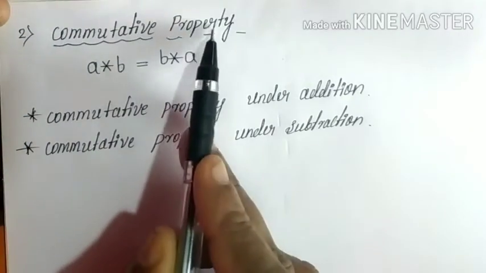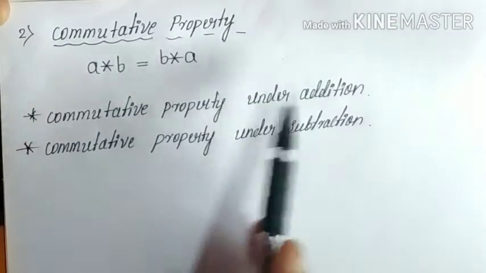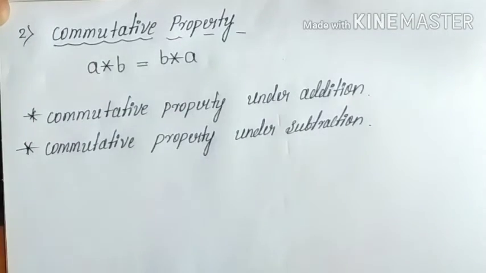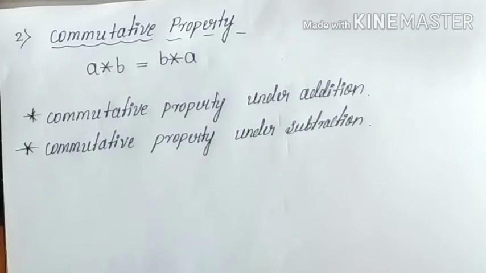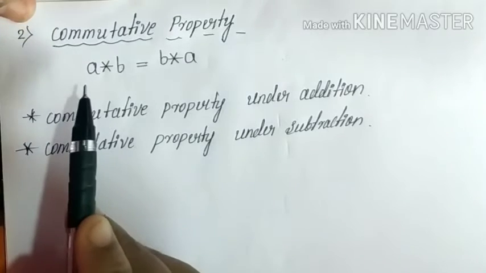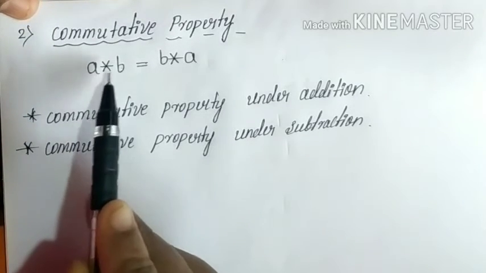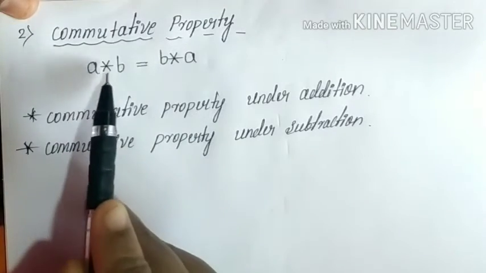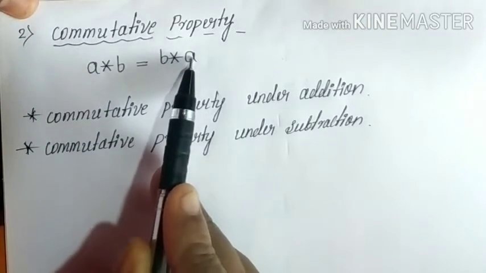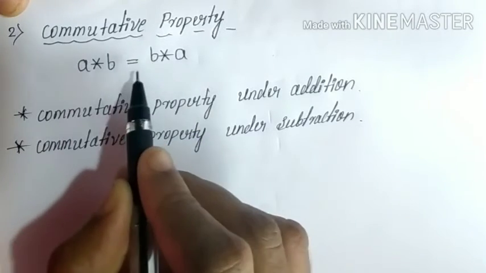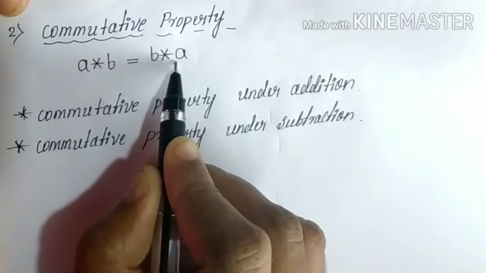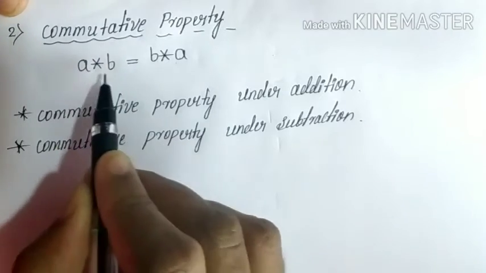Here we will discuss the commutative property under addition and the commutative property under subtraction. As I said before, the commutative property is one wherein the result of an equation must remain the same despite the change in the order of operands. See here, I will write the symbolic representation of the commutative property: A star B is equal to B star A. Even despite the change of the operands, the result must remain the same, right?